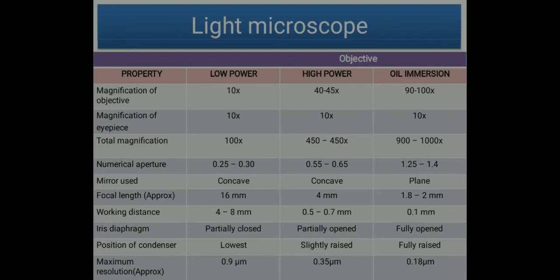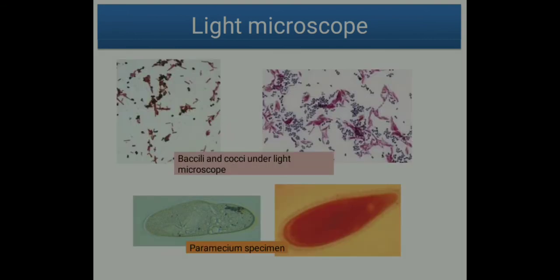Diaphragms will be partially closed with low power. With high power it's again partially opened, with oil emulsion fully opened. Position of the condenser with low power, low. So these are the different bacilli and cocci under the light microscope.